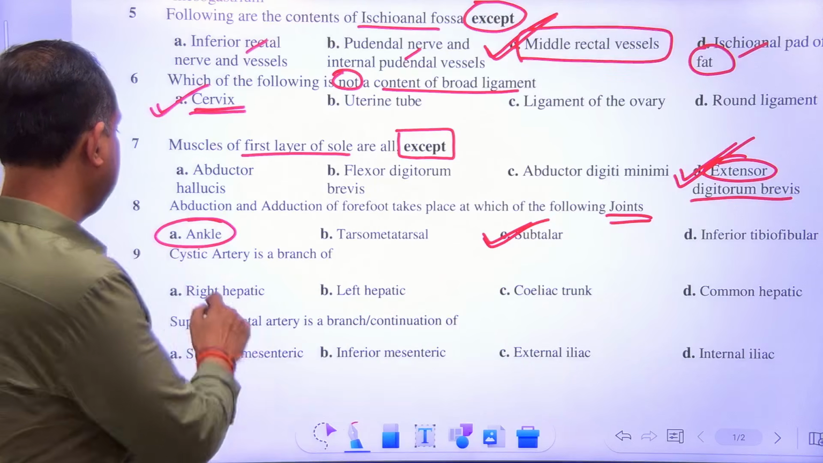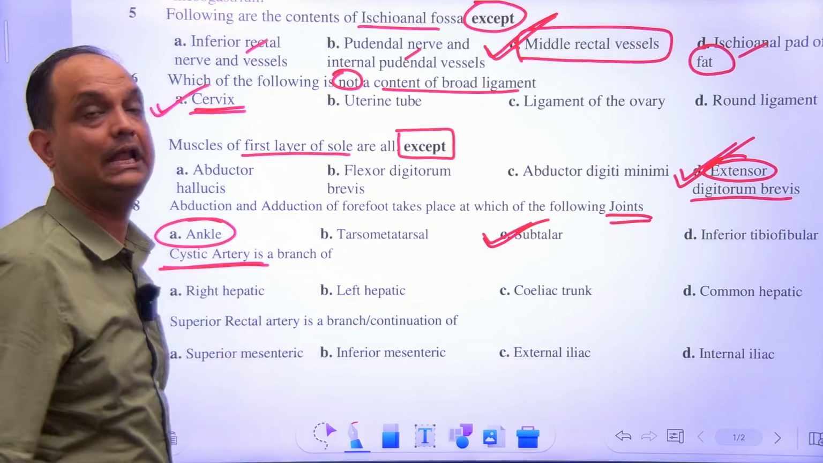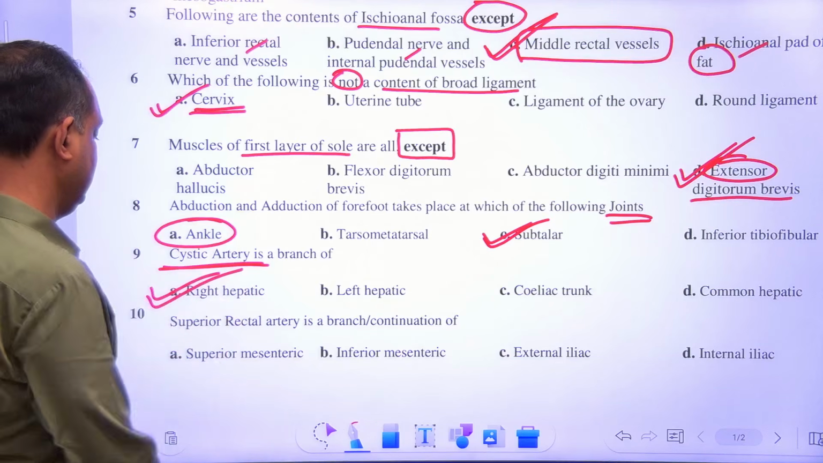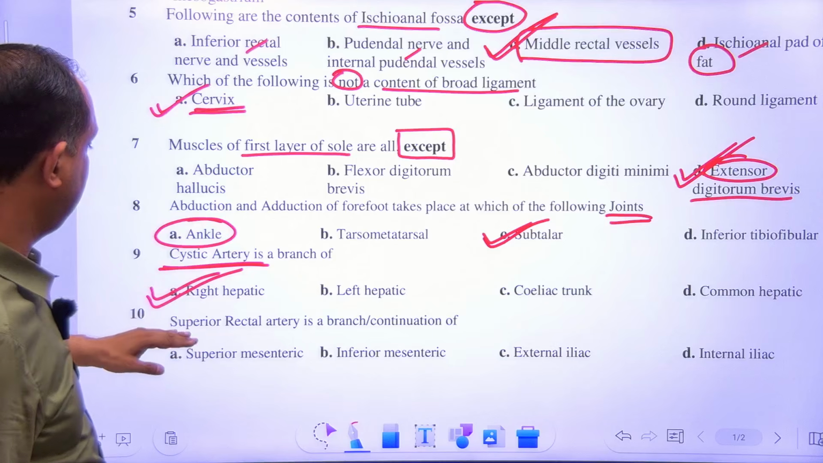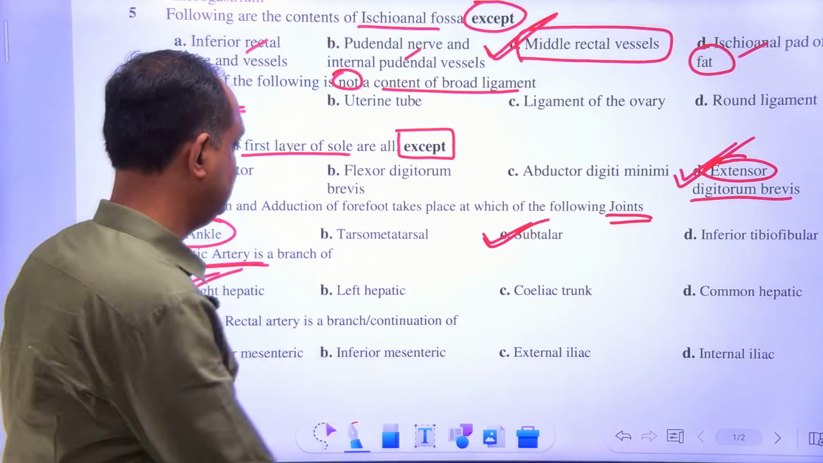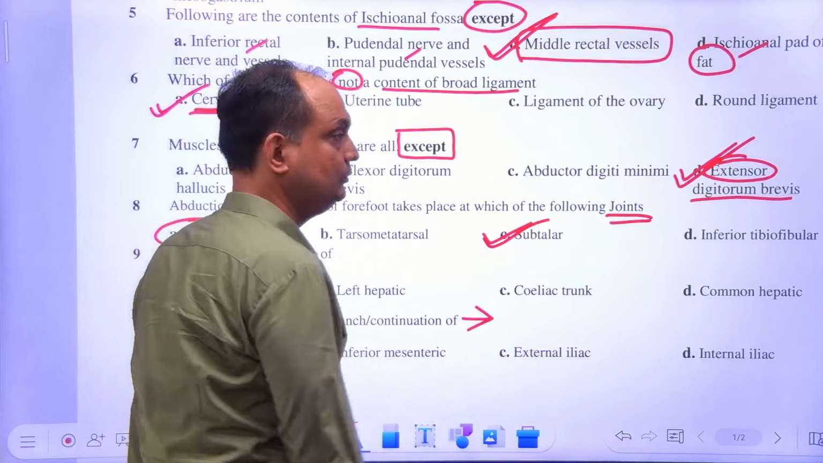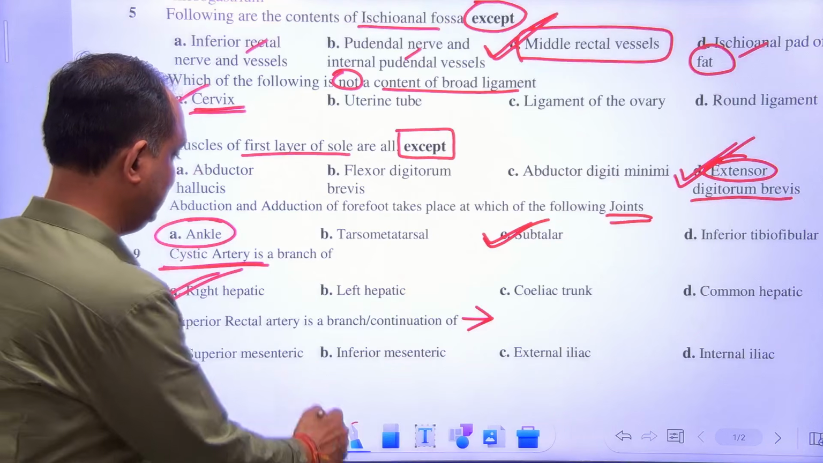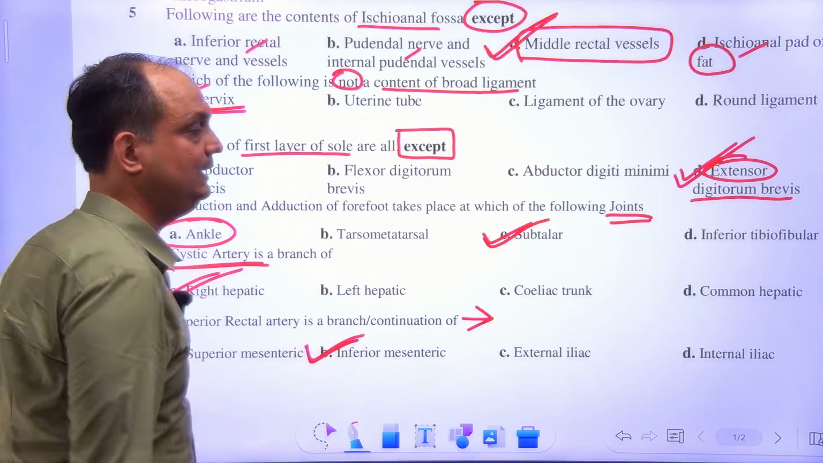Now this cystic artery arises into the Calot's triangle and it is a direct branch of right hepatic artery. The last question of this paper is superior rectal artery is a branch or continuation of. So dear students, it is a direct knowledge based question that superior rectal artery is a continuation of inferior mesenteric artery. So answer B is there.